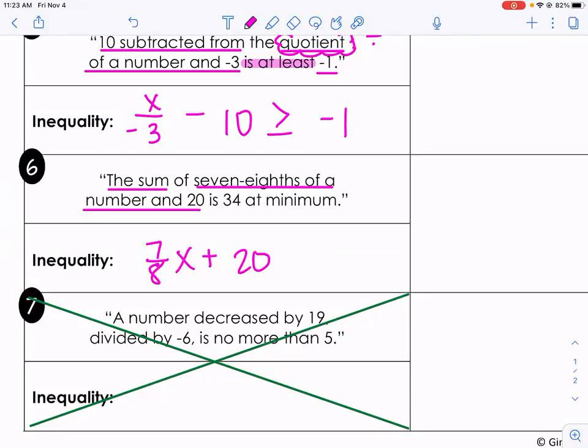Okay. Is 34 at minimum? So we're comparing to 34. At minimum means 34 is the smallest it can be. Right? Minimum of 34. Okay.